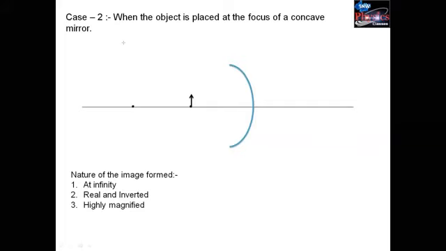The next case for image formation in concave mirror is case 2, when the object is placed at the focus of concave mirror. जब ऑब्जेक्ट जो है वो फोकस पे हम लोग रखेंगे तो उस केस में कैसी इमेज बनेगी? लेट अस सी इट. Let it be, see again, F and P.